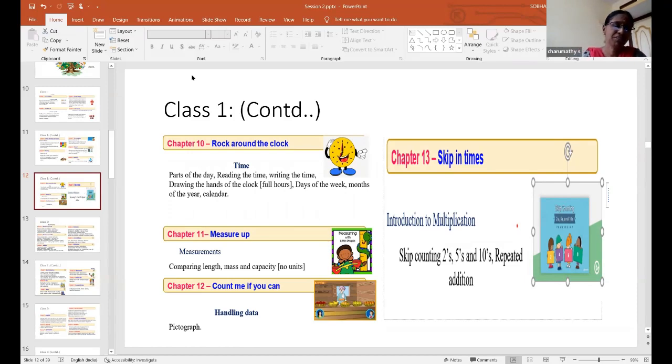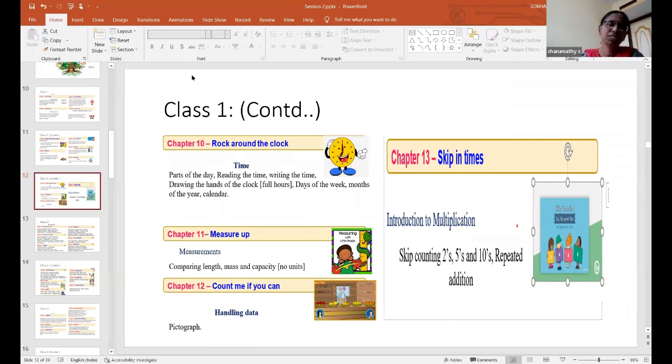In fact, we have introduced certain non-standard units like cubit, foot, palm. All those terms are introduced in class 1, whereby they understand that length, mass, and capacity can also be measured using non-standard units. And there we stress why non-standard units are not specified for any particular purpose: they are not common. They are not standard in the sense, that is why it is called non-standard. Of course, it is not common for everybody.